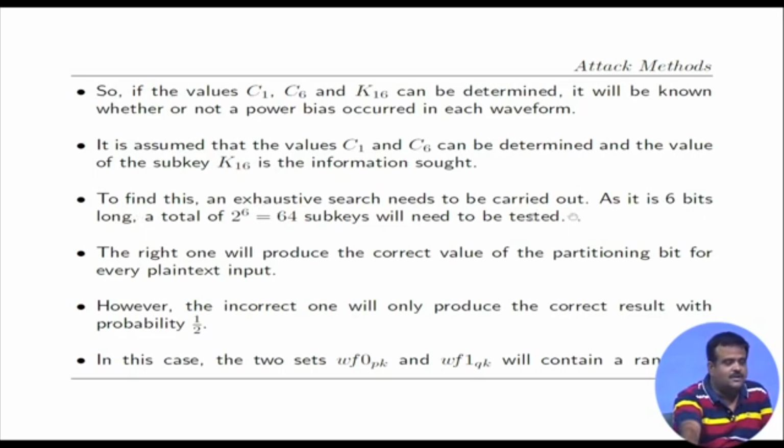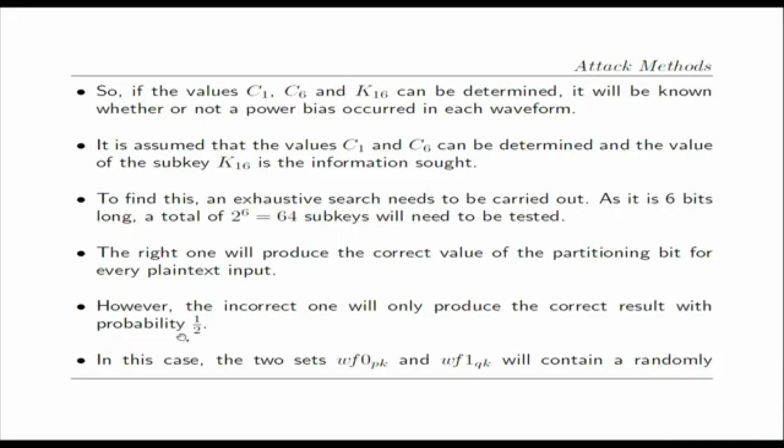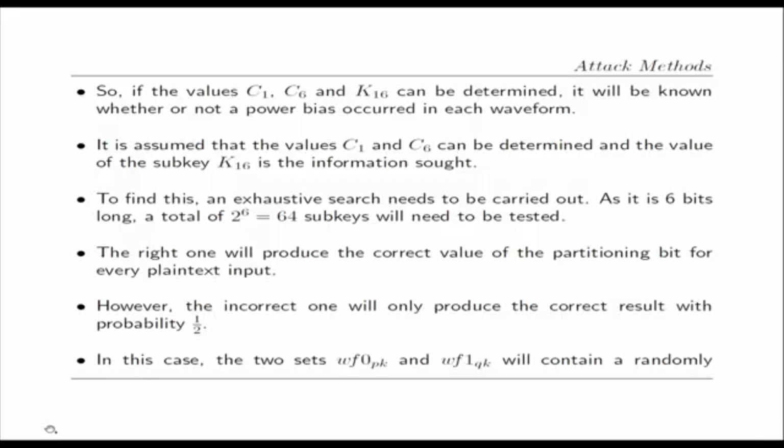So, this is 6 bits. There are a total of 2 to the power 6, that means 64 possible sub keys. We will try this for all sub keys. The right one will produce the correct value of the partitioning bit for every plain text input. However, the incorrect one will only produce the correct result with probability half, because we are choosing the plain text as random. So, that is why it will give us half.